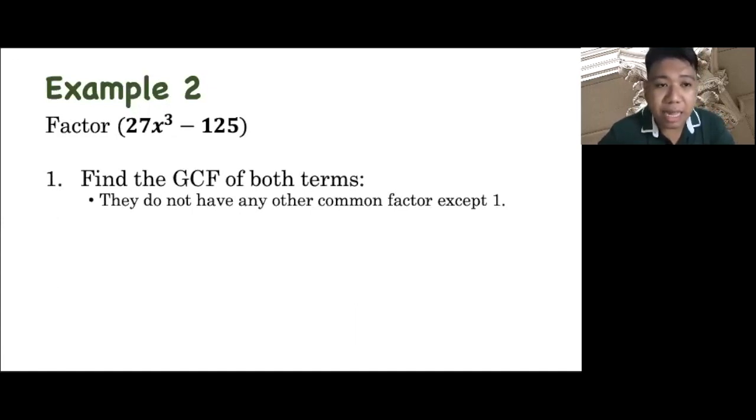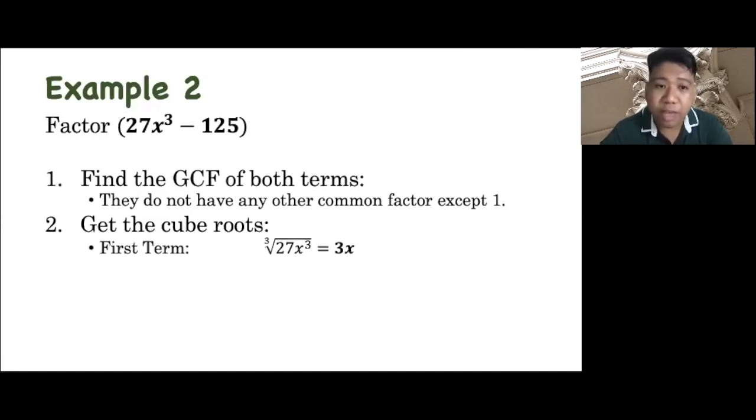So, alam natin na ang GCF nila ay 1. Kaya, walang masyadong bearing yun kapag pinactor out natin. So, let's now proceed with the second step agad, getting the cube root. So, if we get the cube root of the first term, we will get 3x. At kapag kinuha natin ng cube root ng second term, we will get 5. So, di ba, napakadali lang.